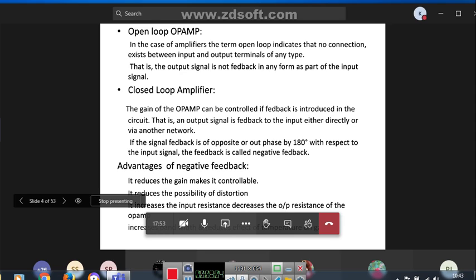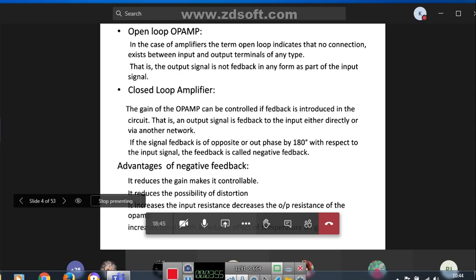Okay. So if we see the closed loop, here the gain of the op-amp can be controlled if feedback is introduced in the circuit. If we make a connection from output to input, through that the gain of the op-amp can be controlled. So here an output signal is fed back to input either directly or through some other network. If it is fed back out of phase by 180 degrees with respect to the input signal, that feedback is called negative feedback.